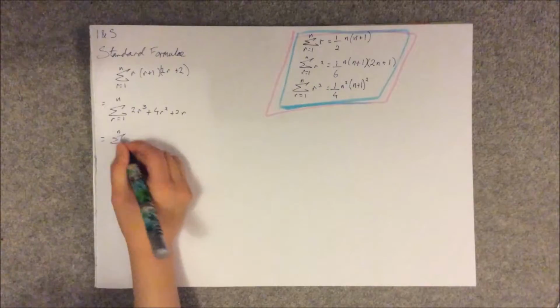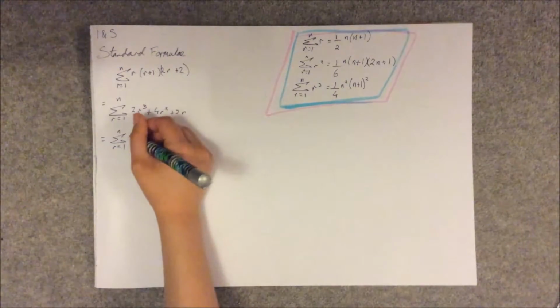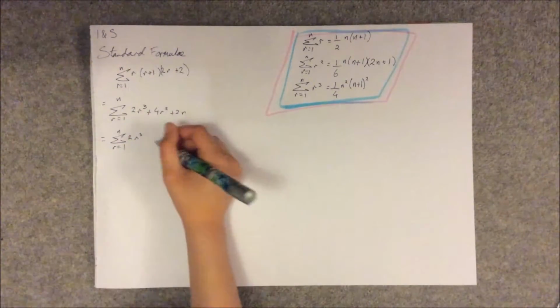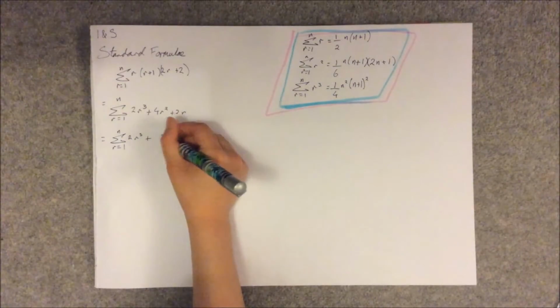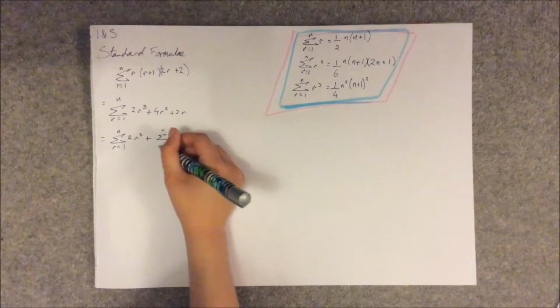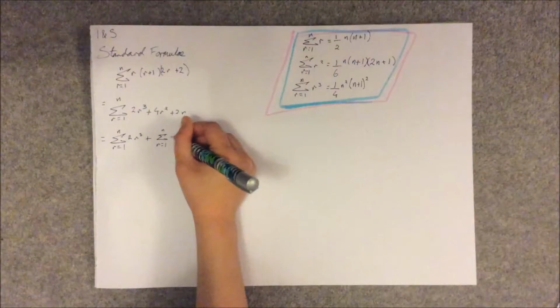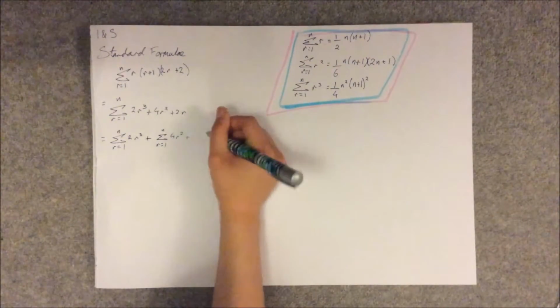Breaking it down, you can write it as separate components, so your r cubed component, your r squared component, and your r component.